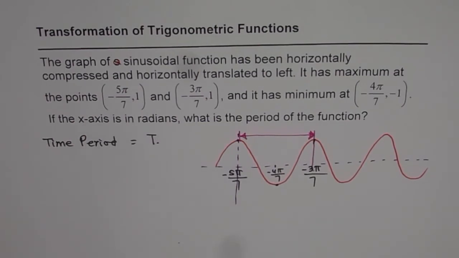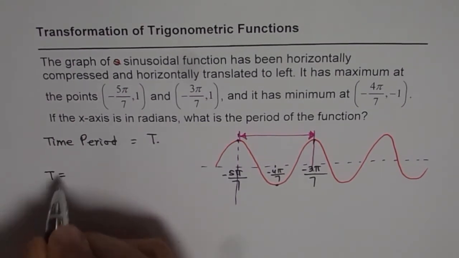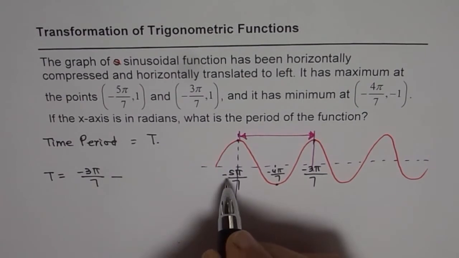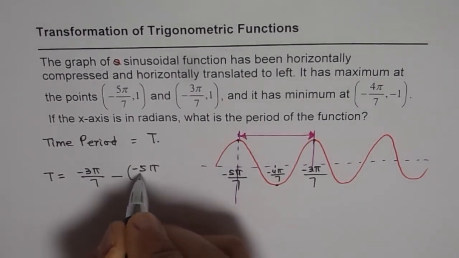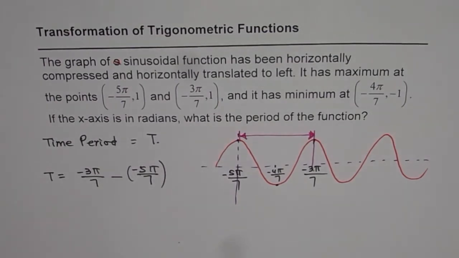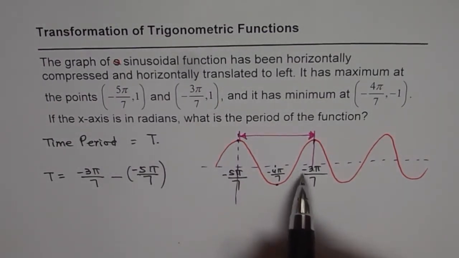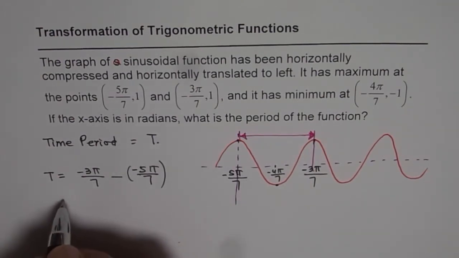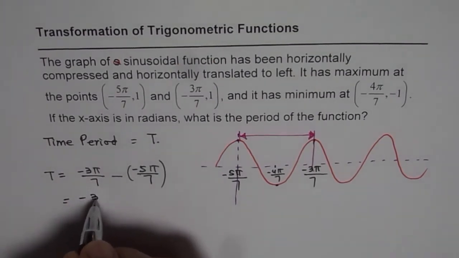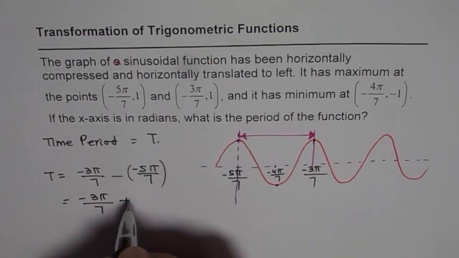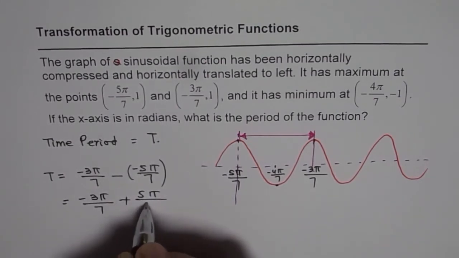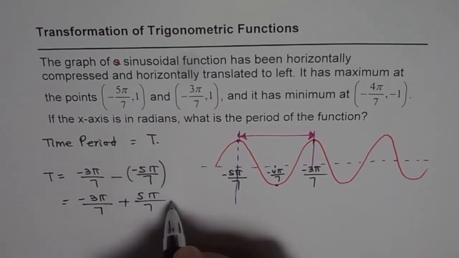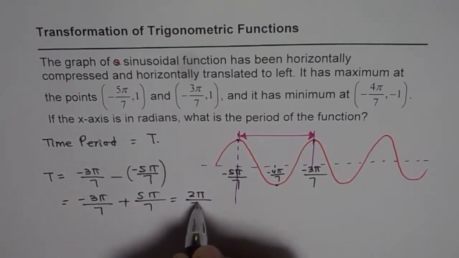Perfect. So therefore, we can say time period t equals minus 3 pi by 7, take away minus 5 pi by 7. So that is the time period. Remember, time period has to be positive. If you write it the other way, you get a negative answer. You have to make it positive, right? Time period we're talking about is positive. Anyway, let's do it. Minus minus becomes plus 5 pi by 7. So when you add this up, what do you get? 5 minus 3 is 2. So you get 2 pi by 7. So that is your time period.